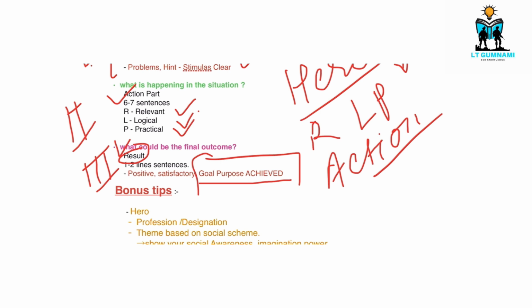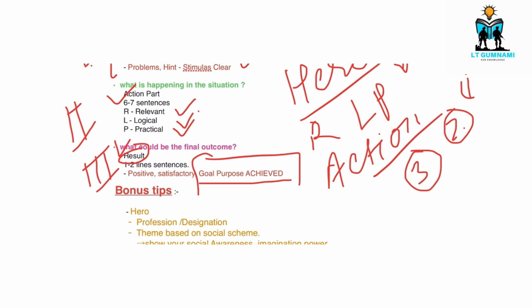If I sum up this whole thing for you, first you have to identify a problem. Second, you have to take RLP steps, relevant, logical, practical steps, to solve the problem. And third, you have to achieve your goal positively. This is how you have to write a story.